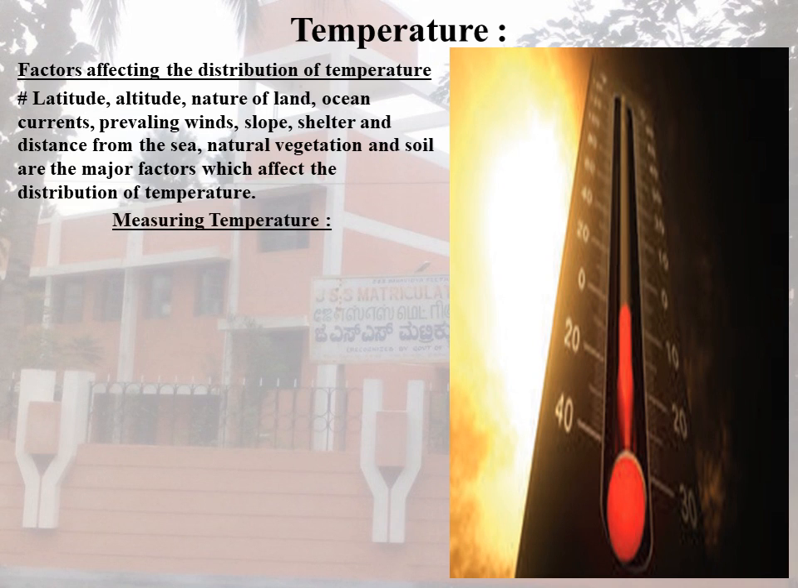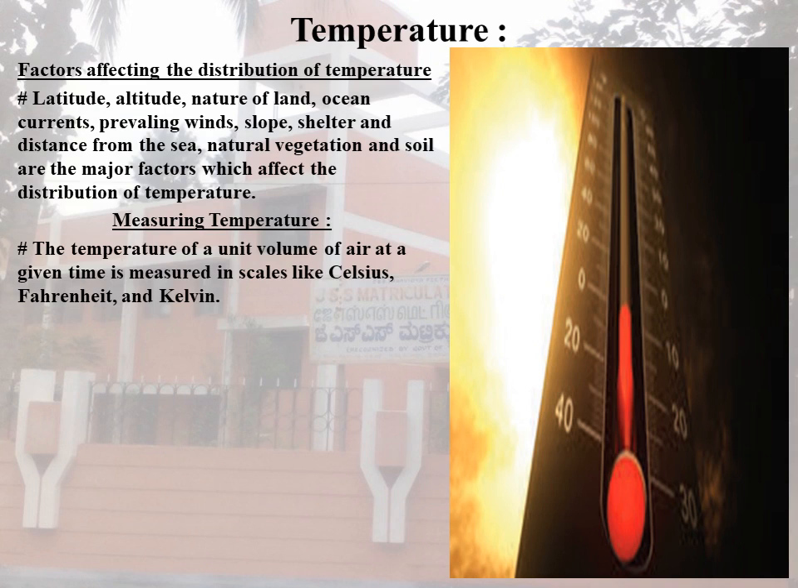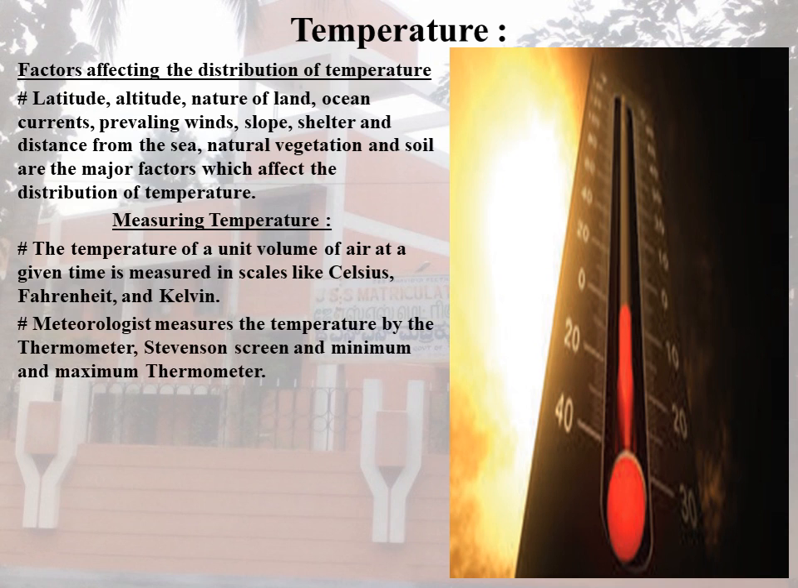Now, measuring temperature. How do we measure it? The temperature of a unit volume of air at a given time is measured in scales like Celsius, Fahrenheit and Kelvin. Meteorologists measure the temperature with the thermometer, Stevenson screen, and minimum and maximum thermometer. That is the thermometer in the picture on the right side. The energy received by the earth through insolation is lost by outgoing radiation. The atmosphere is mainly heated by outgoing radiation from 2 to 4 pm. So the maximum temperature is recorded between 2 and 4 pm regularly, and the minimum temperature is recorded around 4 am, before sunrise.